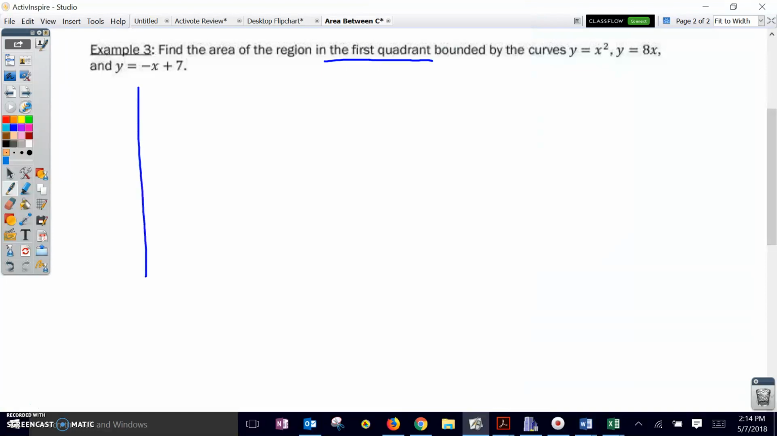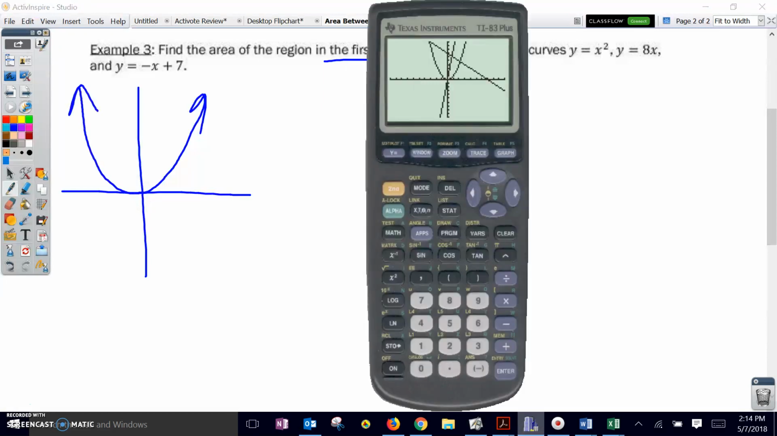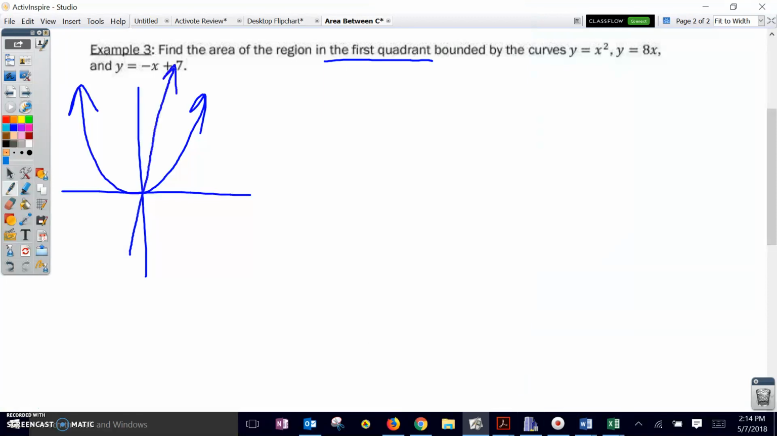We've got the parabola, and we've got y equals 8x, pretty steep relative to the parabola. And we've got y equals negative x plus 7. And y equals x squared. And here's our region right in here.